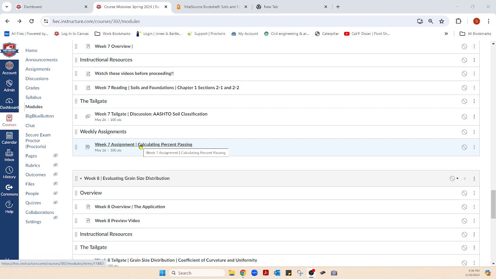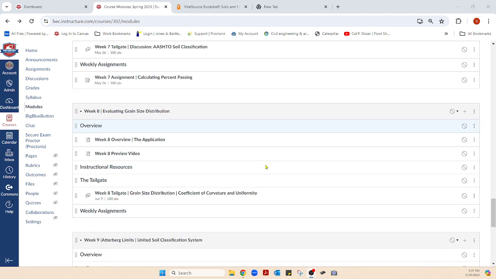She does a percent passing calculation and then goes on into taking her results and putting them in an AASHTO chart so that she can come up with a soil type. And we're going to get to that. Chapter 8 will just be a continuation of this. Week 8 will be a continuation of this.